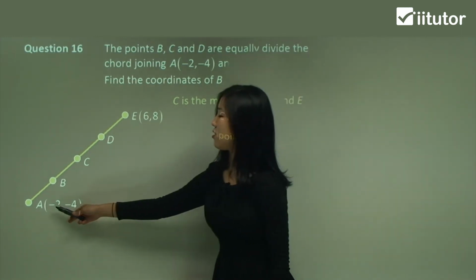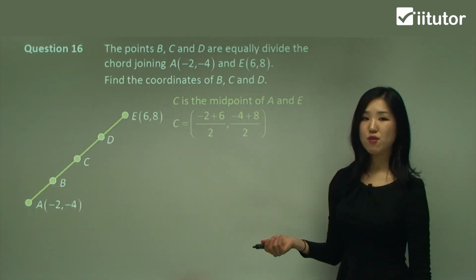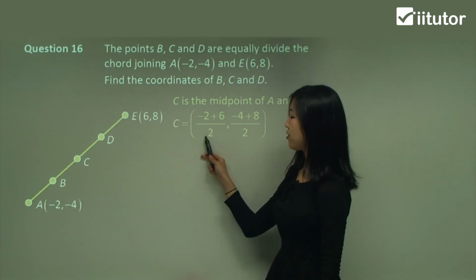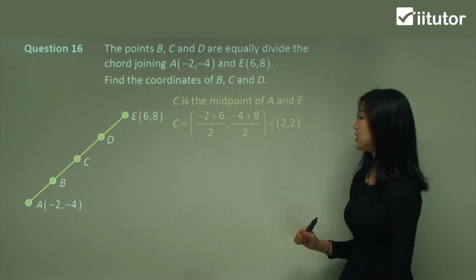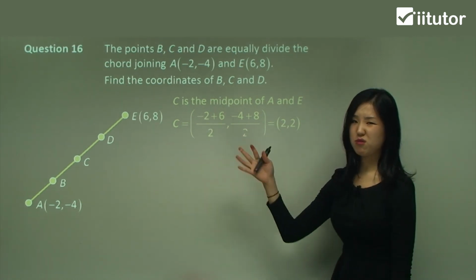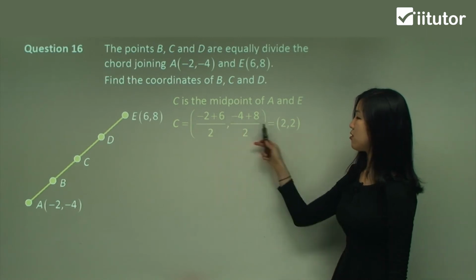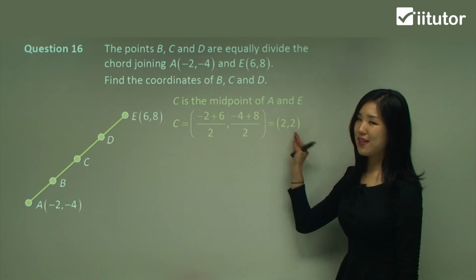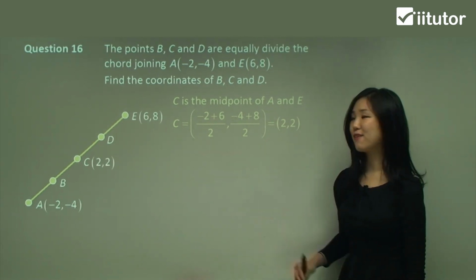Use your x and y for A and x and y for E. Add the x's together: negative 2 plus 6 divided by 2. And the y's: negative 4 plus 8 divided by 2. Simplify it, it becomes (2, 2). I'll do it for you, though you don't really need to. Negative 2 plus 6 is 4, divided by 2 is 2. Negative 4 plus 8 is 4, divided by 2 is 2. So C is (2, 2). We've found C already.